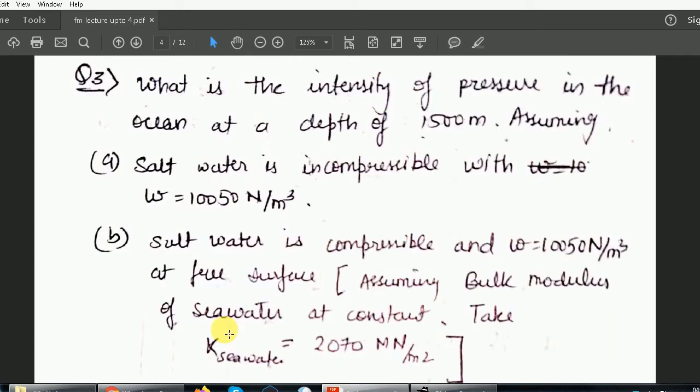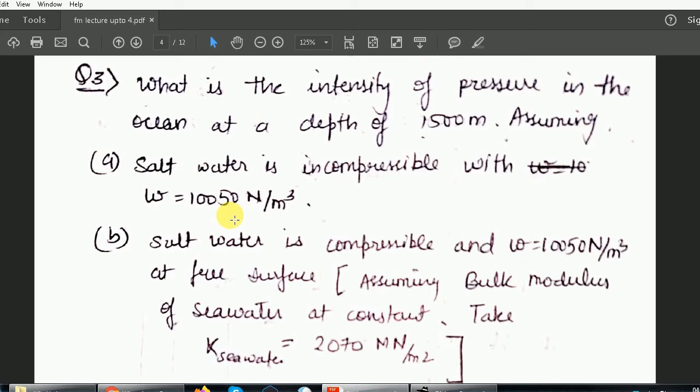So the third question. This is my personal favorite. What is the intensity of pressure in the ocean at the depth of 1500 meter? First part: assuming salt water is incompressible with omega, means rho g, given as 10050 Newton per meter cube.